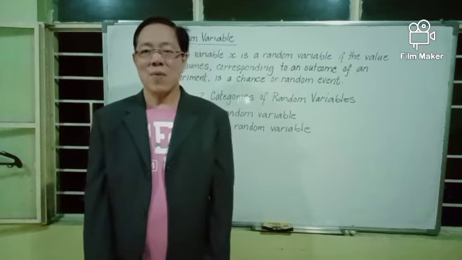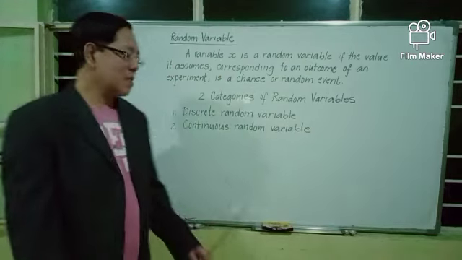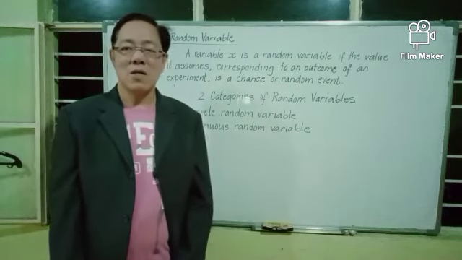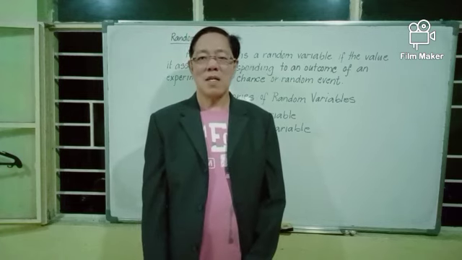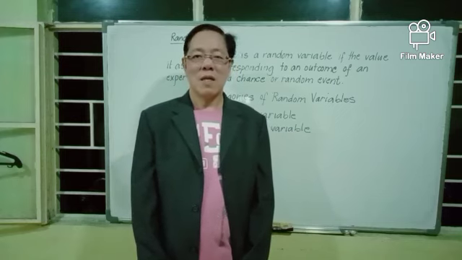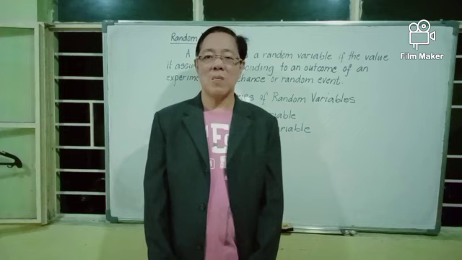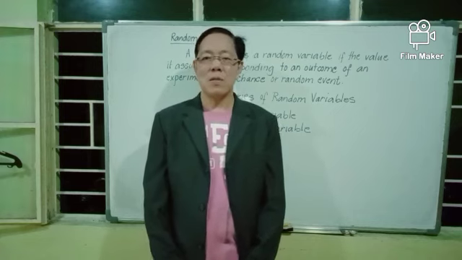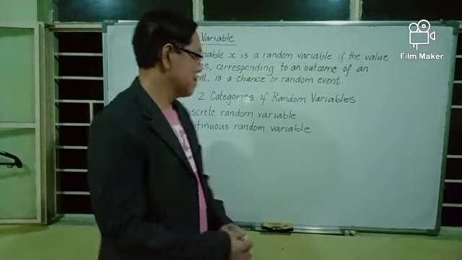The second type of random variable is known as continuous random variable. The continuous random variable takes values that can be obtained by measurements, and the continuous random variable can have infinitely many values on what is known as the line interval.